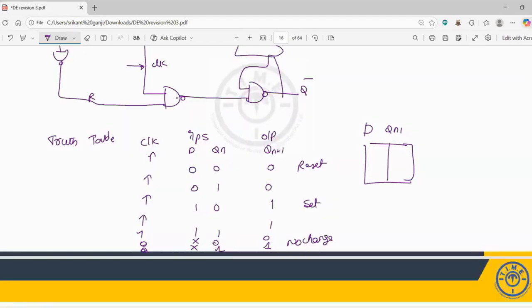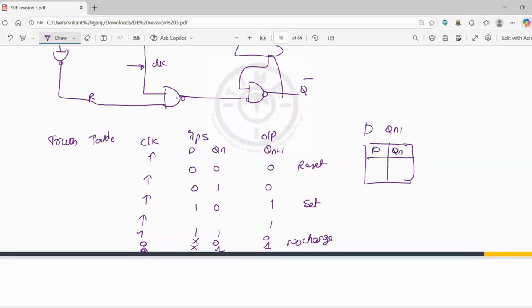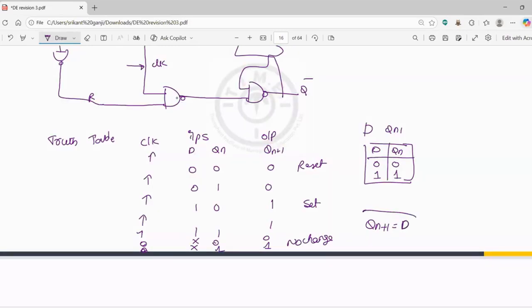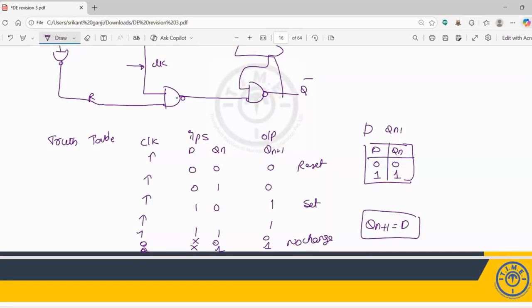Finally, the characteristic equation from this I can write very simply. The truth table of this one is D and Q. If D is 0, the output is 0. If D is 1, the state is also 1. What is Qn plus 1? Qn plus 1 is equal to, after the K map, the answer is D.